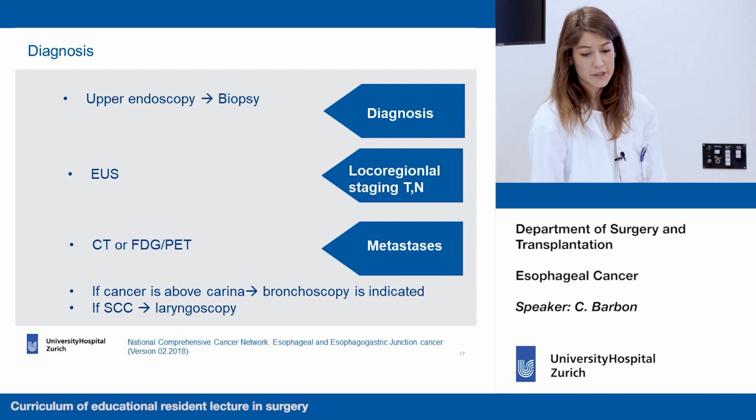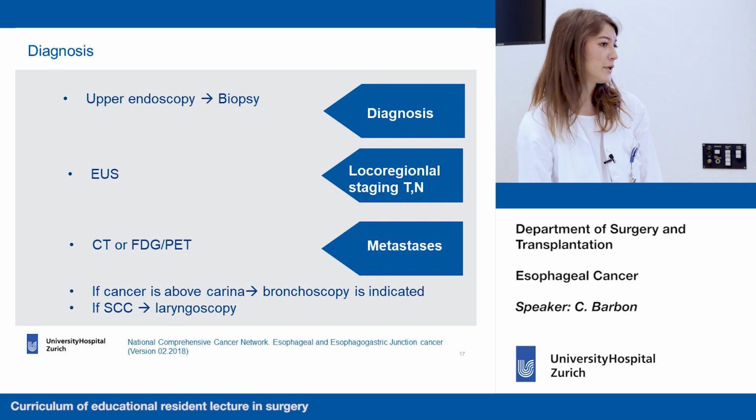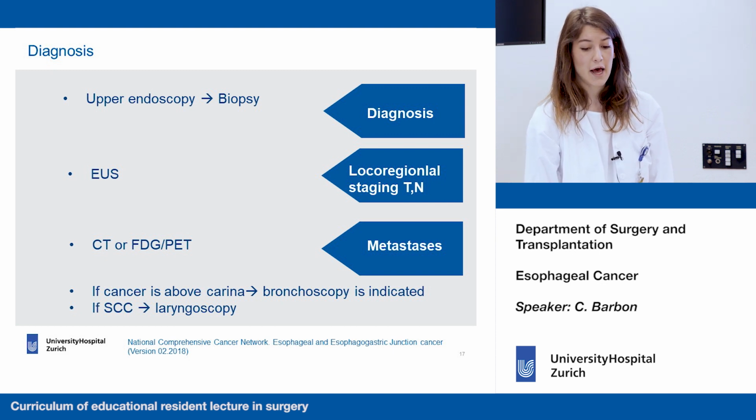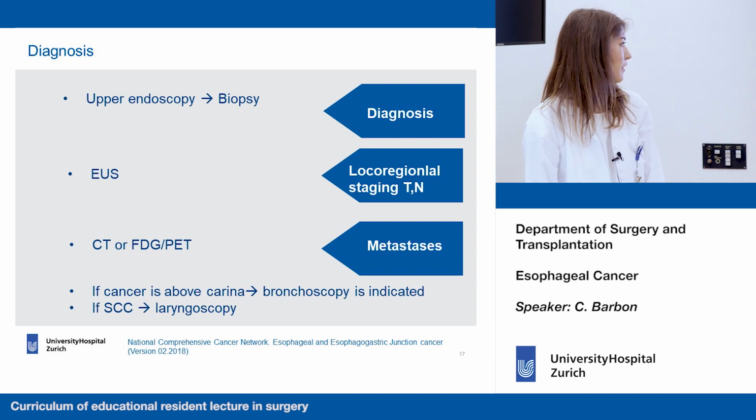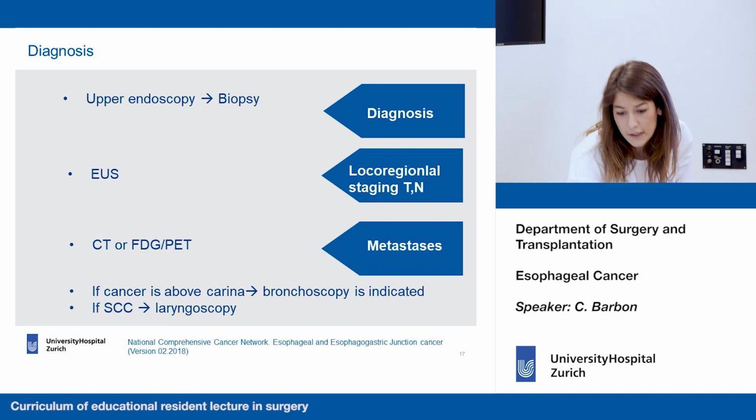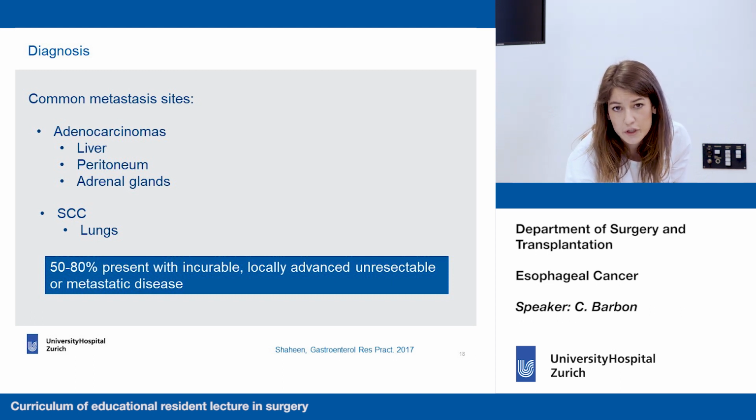What is also important in addition is that if the cancer is above the carina, then we should perform a bronchoscopy to see if the airways are involved. And if it is a squamous cell carcinoma, we should perform a laryngoscopy to see if there are synchronous lesions in the head and neck. What is also interesting are the common metastatic sites, which are different according to adenocarcinoma or squamous cell carcinoma. Adenocarcinoma tends to metastasize mostly in the abdomen, so in the liver, the peritoneum, and the adrenal glands, whereas squamous cell carcinoma tends to metastasize in the lungs.